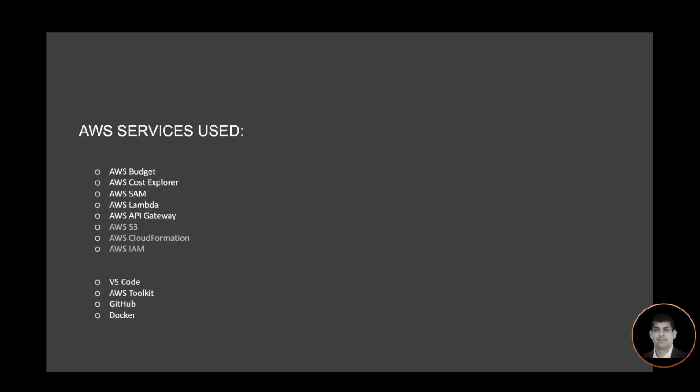Here is the list of services that I have used in this workshop: AWS Budget, AWS Cost Explorer, AWS SAM, AWS Lambda, AWS API Gateway, AWS S3. It got utilized by AWS SAM to store the artifacts and resources which were getting created. CloudFormation. I use a part of CloudFormation. Of course, IAM role got created, and VSCode, AWS Toolkit, GitHub, Docker, these are all part of my tool set to create the function and the service.